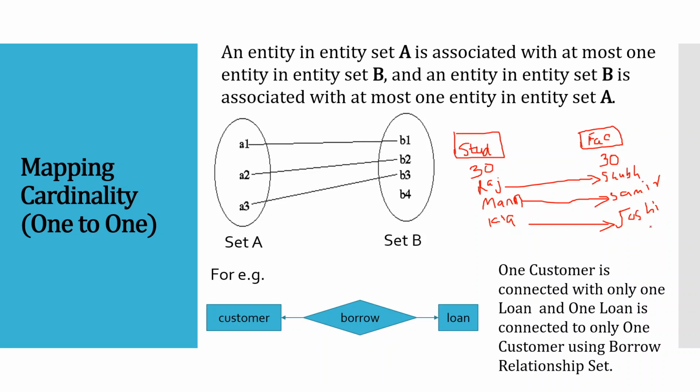So what does this one-to-one mapping cardinality mean? One student is connected to one and only one faculty. So Raj is connected to only Shubh, Man is connected to only Samir, and Kia is only connected to Joshi. So this is what we call one-to-one mapping cardinality. One student connected to only one faculty. Clear now?